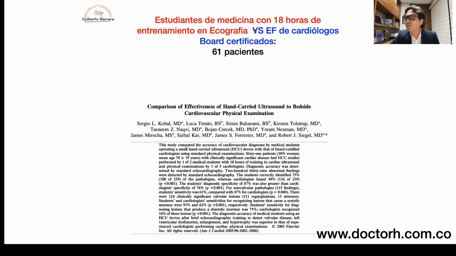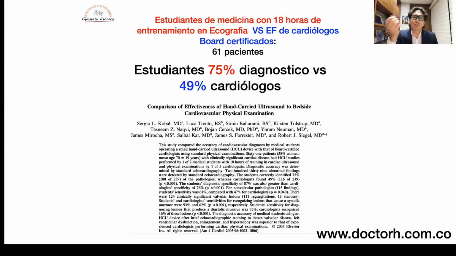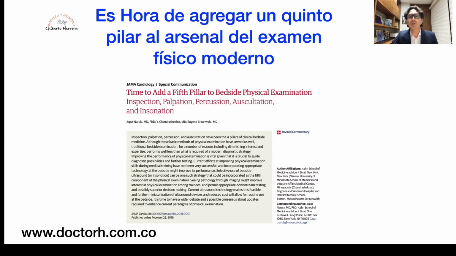Professors with 20 years of experience, board certified, with their stethoscopes, were put to diagnose complex cardiovascular, pulmonary, and cardiac pathologies. And the results, well, speak for themselves. Diagnosis rate among students, 75%. Professors, 49%. At some point, this will be extrapolated to musculoskeletal cases. We have no doubt, given the evidence available today.